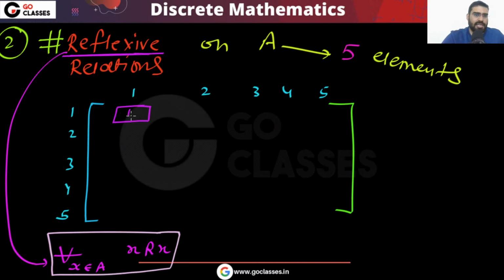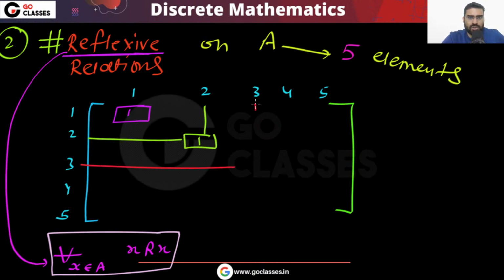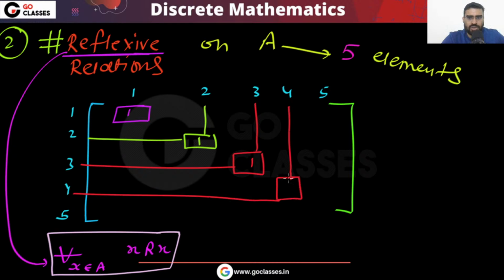Now you can easily see that 1 should be related to 1. So here we do not have any choice. Similarly, there is no choice here also. 3 must be related to 3. 4 must be related to 4. So there is no choice here also. And 5 must be related to 5. So there is no choice here also.